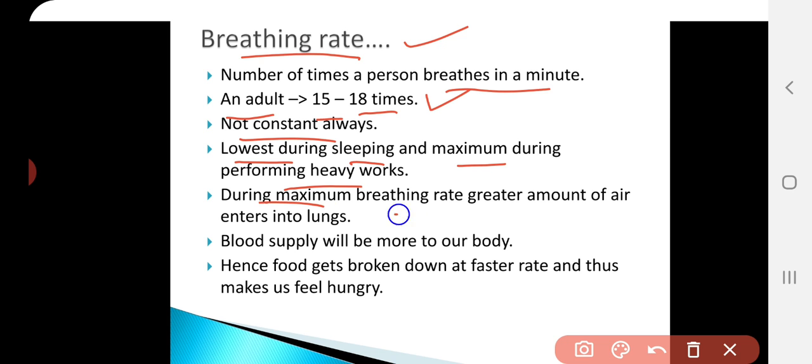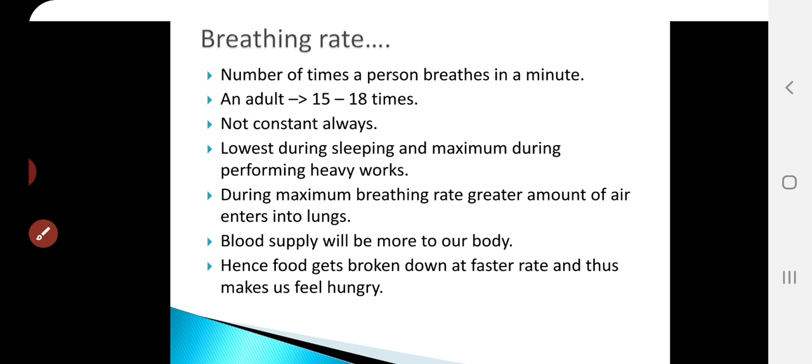During maximum breathing rate, a greater amount of air enters the lungs. The blood supply will be more to the body. This makes the oxygen dissolve fast, and hence food gets broken down at a fast rate, and thus it makes us feel hungry. That's why we feel hungry after doing heavy exercise.